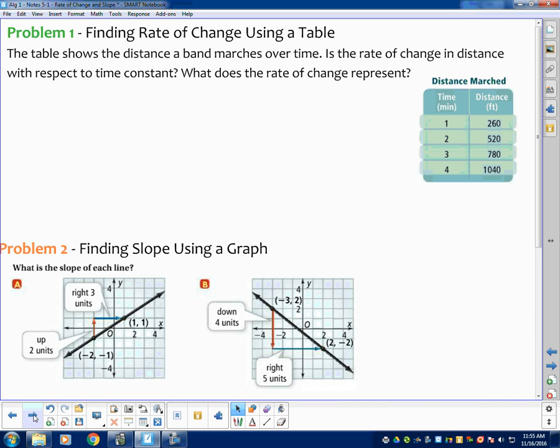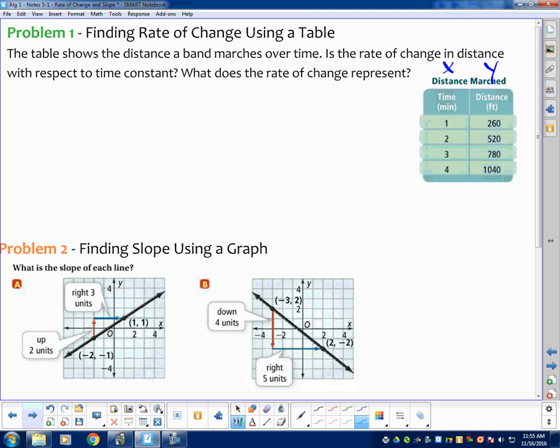Okay, so then we can use a table to find the rate of change. What did we say the rate of change is? What's another word for the rate of change? Slope. The same thing. So this tells us the distance the marching band marches over time.